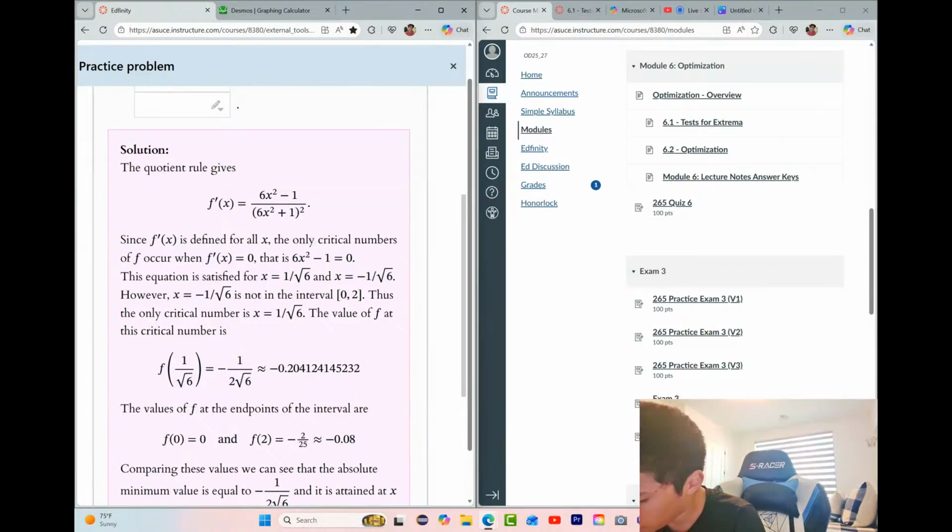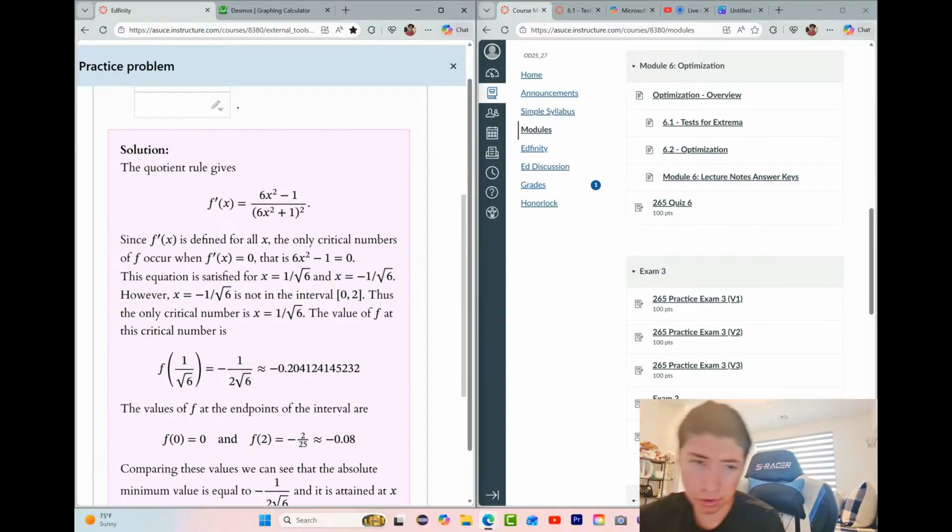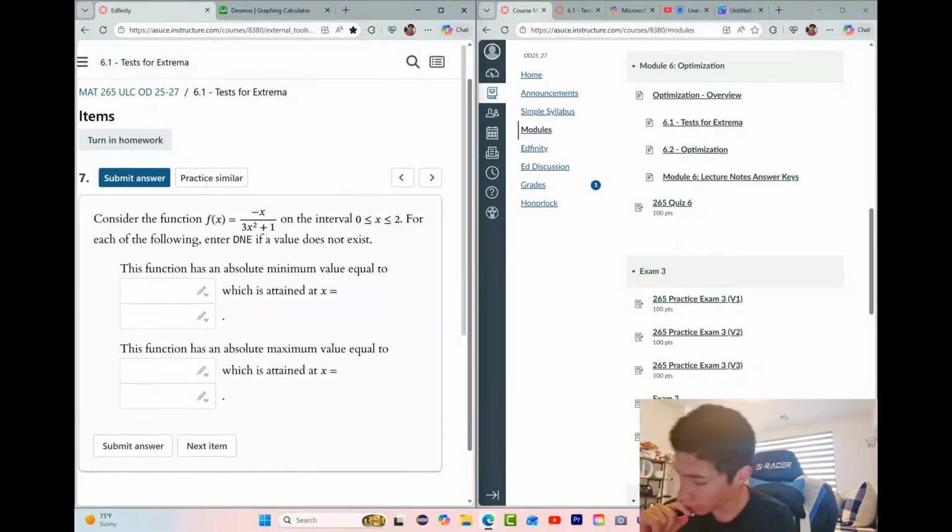1 over square root of, I don't know, 3, because then by squaring that, we get 0 in the numerator. Oh, yeah. And then we have negative 1 over square root of 3. And that's 0 in the denominator as well. Beautiful. Love you all.